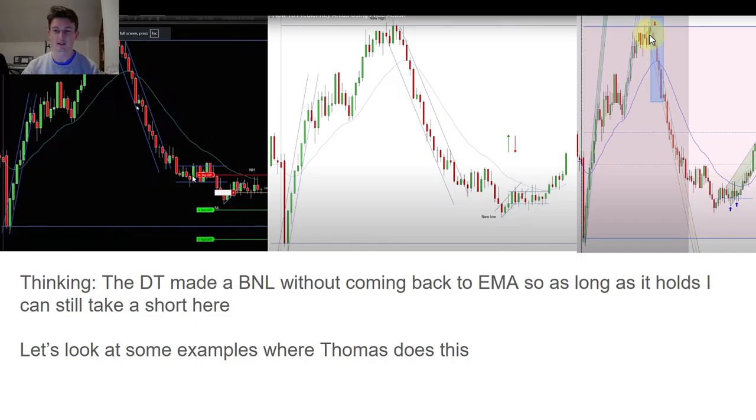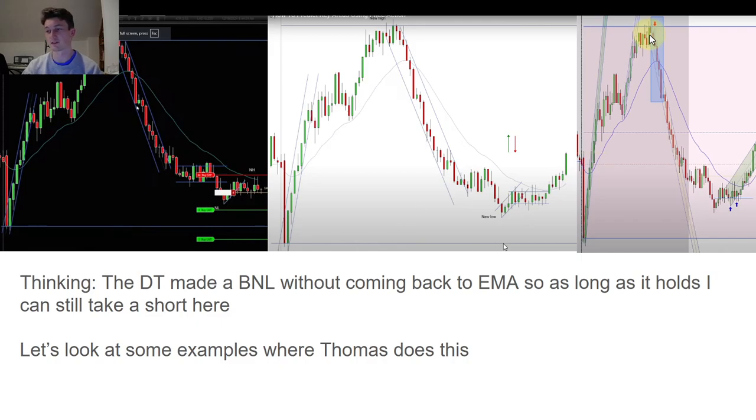But my thinking here was, okay, prices made this break to a new low and they didn't come back to the EMA. I know that sometimes when there is a break to a new extreme without prices coming back to the EMA, there can be a trade off of the EMA that works. And I think I didn't have a full understanding of exactly when that is the case.